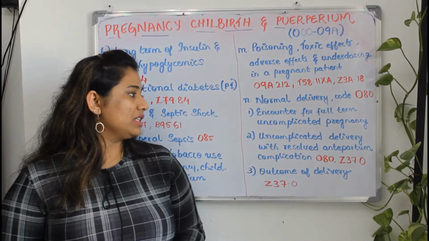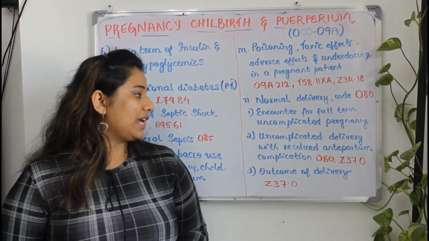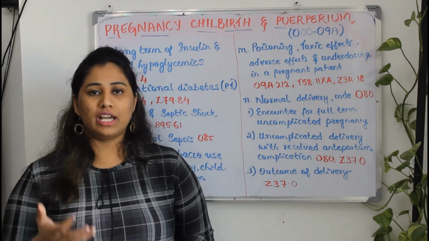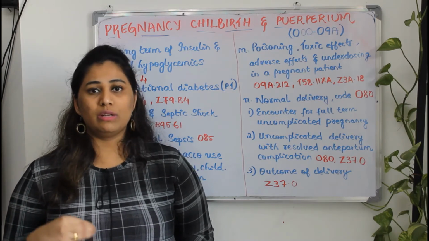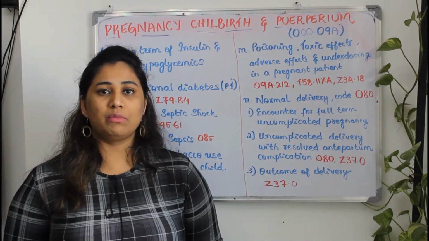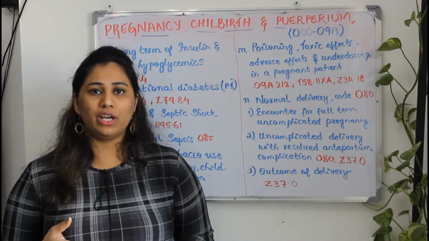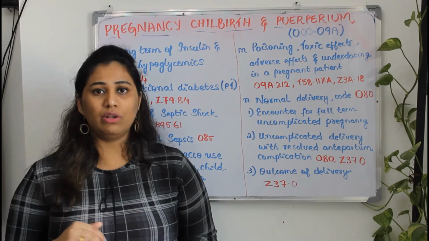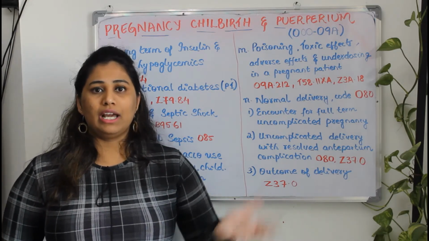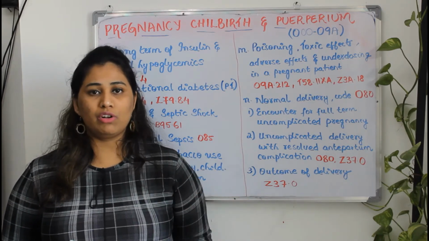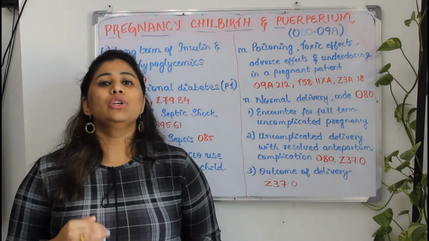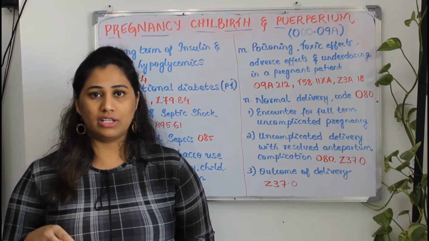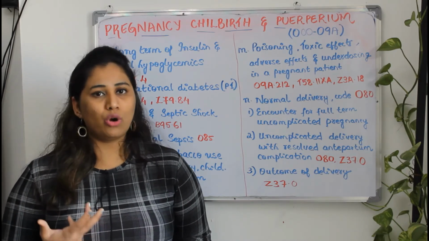The second scenario is uncomplicated delivery with resolved antepartum complication. That means during the pregnancy, antepartum complications were present, for example if the patient has a low-lying placenta. In the initial video, I told you the normal presentation of the baby at delivery is vertex presentation, that is, the head presenting. That happens in the third trimester, during the last weeks, when the baby rotates and the head comes down. Before that, sometimes the placenta will be low-lying, it can be placenta previa. All those conditions can happen, and sometimes there can also be cord around the neck.